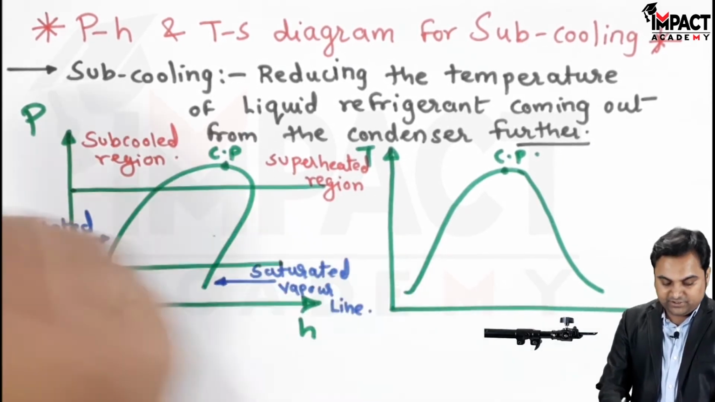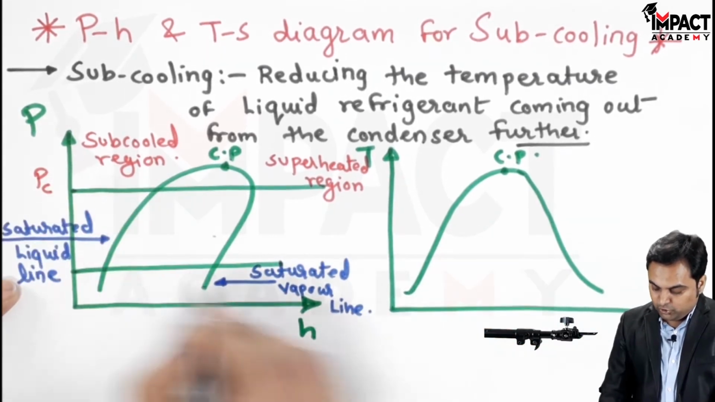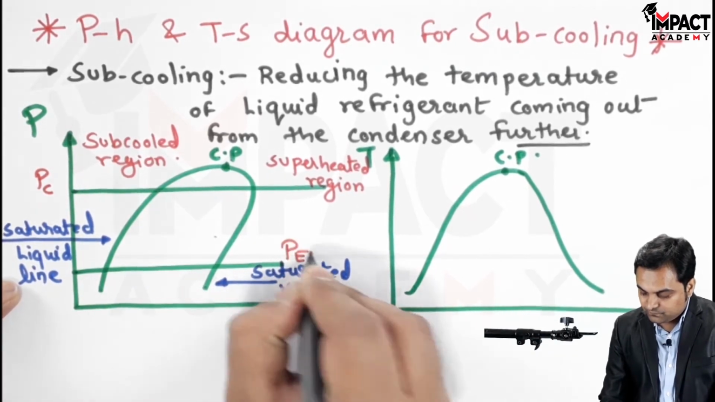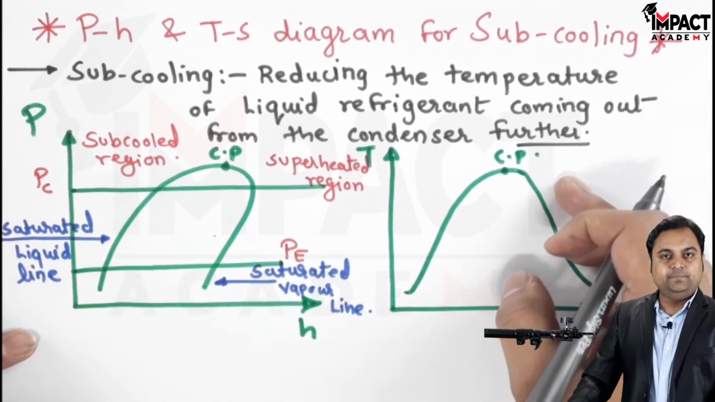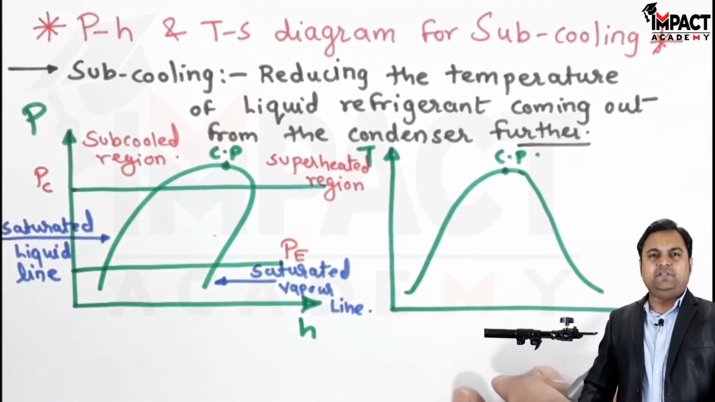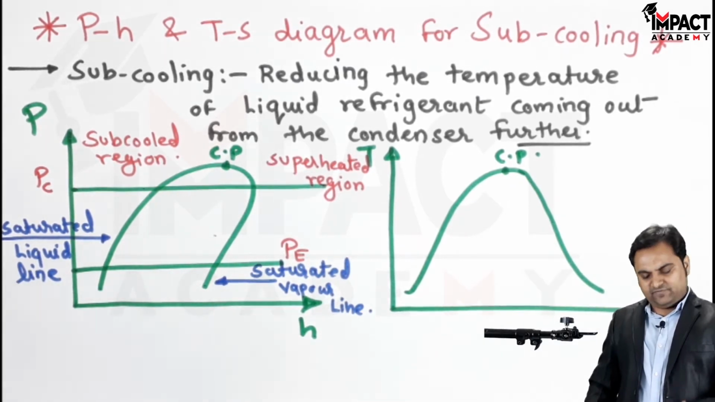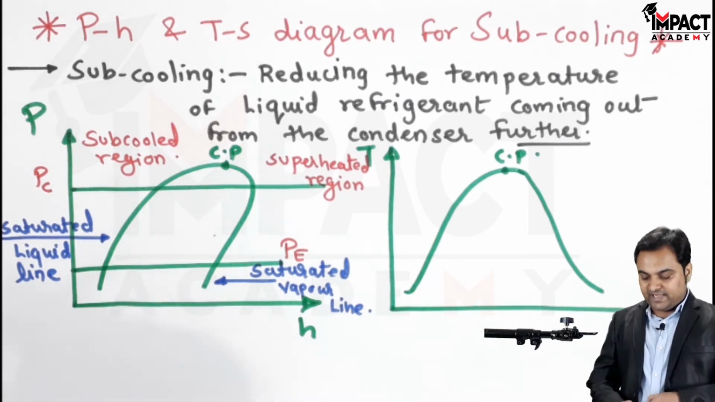The higher pressure is the condenser pressure denoted by P suffix C. The lower pressure is the evaporator pressure denoted by P suffix E. And now the condition is we want the refrigerant to be subcooled, and subcooling takes place after the compression and condensation process. How to show it on the diagram?